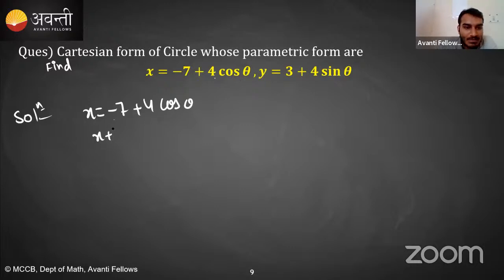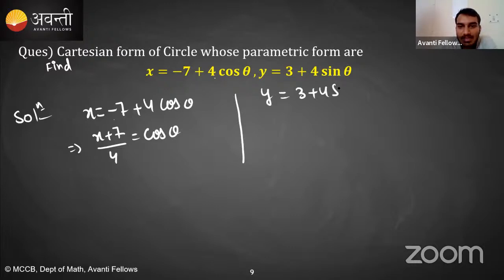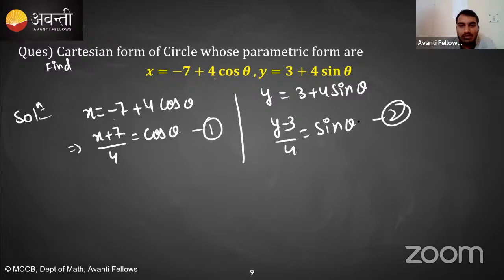Otherwise you can do it like this: x is nothing but -7 plus 4 cos theta, so x plus 7 by 4 is equal to cos theta, right? Again, y is 3 plus 4 sin theta. So what is sin theta from here? Y minus 3 by 4 is sin theta. Clear? Let's call this equation 1 and this equation 2.